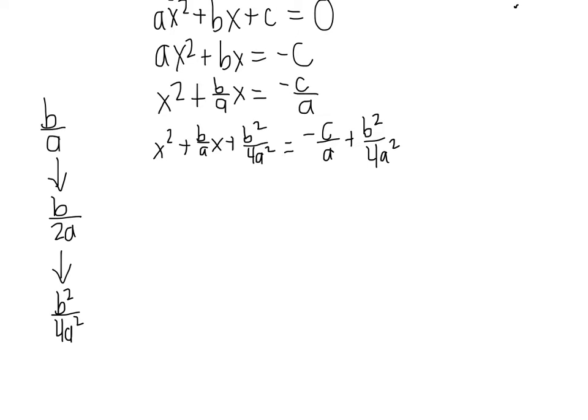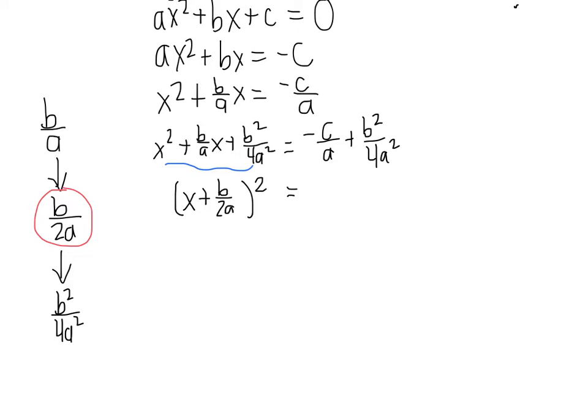Now the next step is, on the left side, we're going to factor that. We're going to write this as a binomial squared. And we've said all along that if you don't know what goes inside the parentheses, it's always this middle step here. So it's going to be x plus b over 2a. If you were to actually multiply this binomial by itself, you would get this right here.